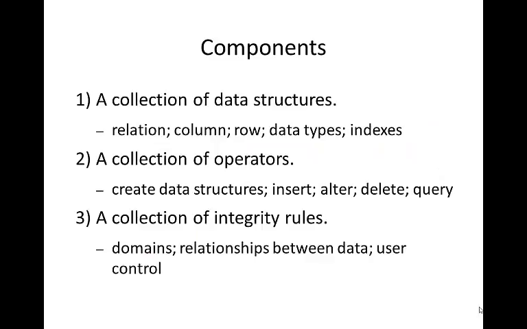So what is the relational model made of? Well, it consists of three basic components. Data structures: things that store the data, the structures within which you put the data. The relations we've met: tables, columns, rows, the data types which define what data can go into a column, into a cell, and also things like indexes. We'll talk about indexes; indexes speed up querying.